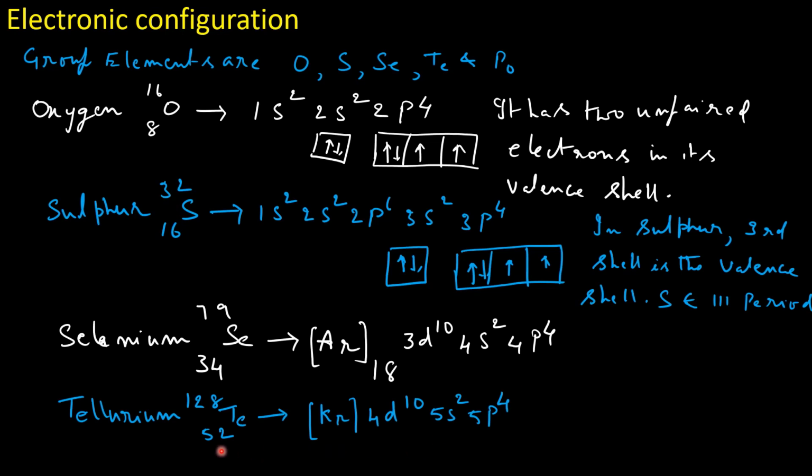In tellurium, with atomic number 52, the configuration is krypton 4d10, 5s2, 5p4. So in tellurium, the 4d inner subshell is available. In polonium, the configuration is xenon 54, 4f14, 5d10, 6s2, 6p4. So in polonium, the innermost 4f subshell and inner 5d subshell are available. So the general configuration of these elements is ns2 np4.